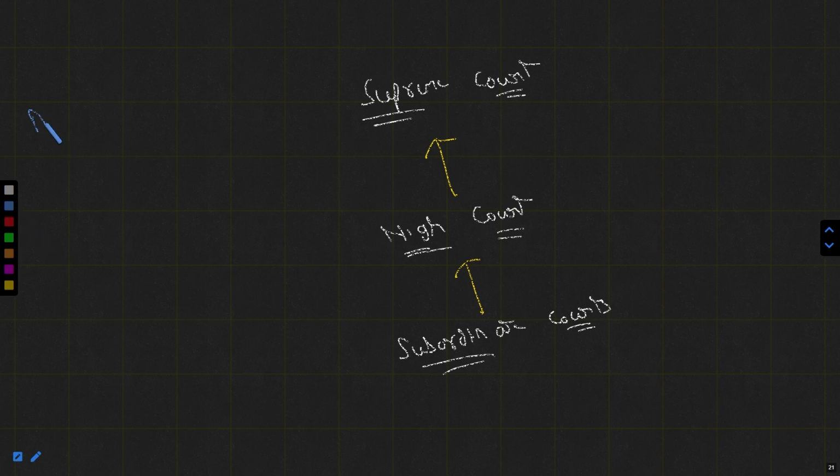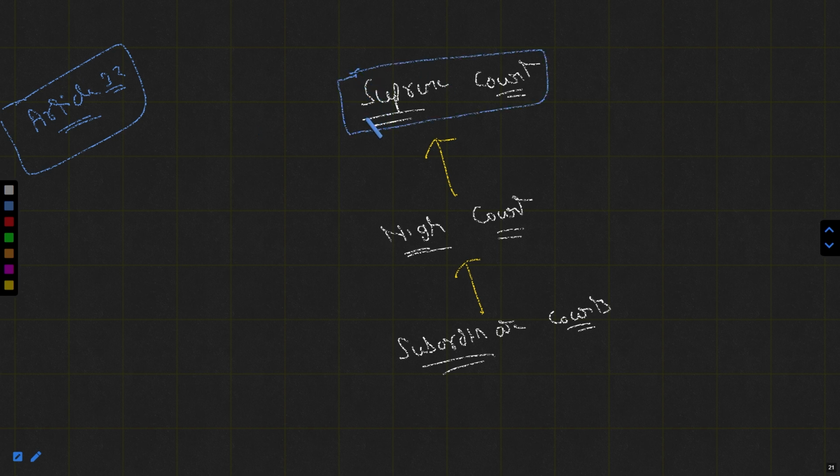except Article 32. Article 32, in a simple manner, states that if anything wrong happens with someone in case of fundamental rights, or anyone thinks that his or her fundamental rights have been deprived of, then the person could directly reach the Supreme Court. He is not required to pass from subordinate courts and go to the High Court, then the Supreme Court. So Article 32 empowers this.